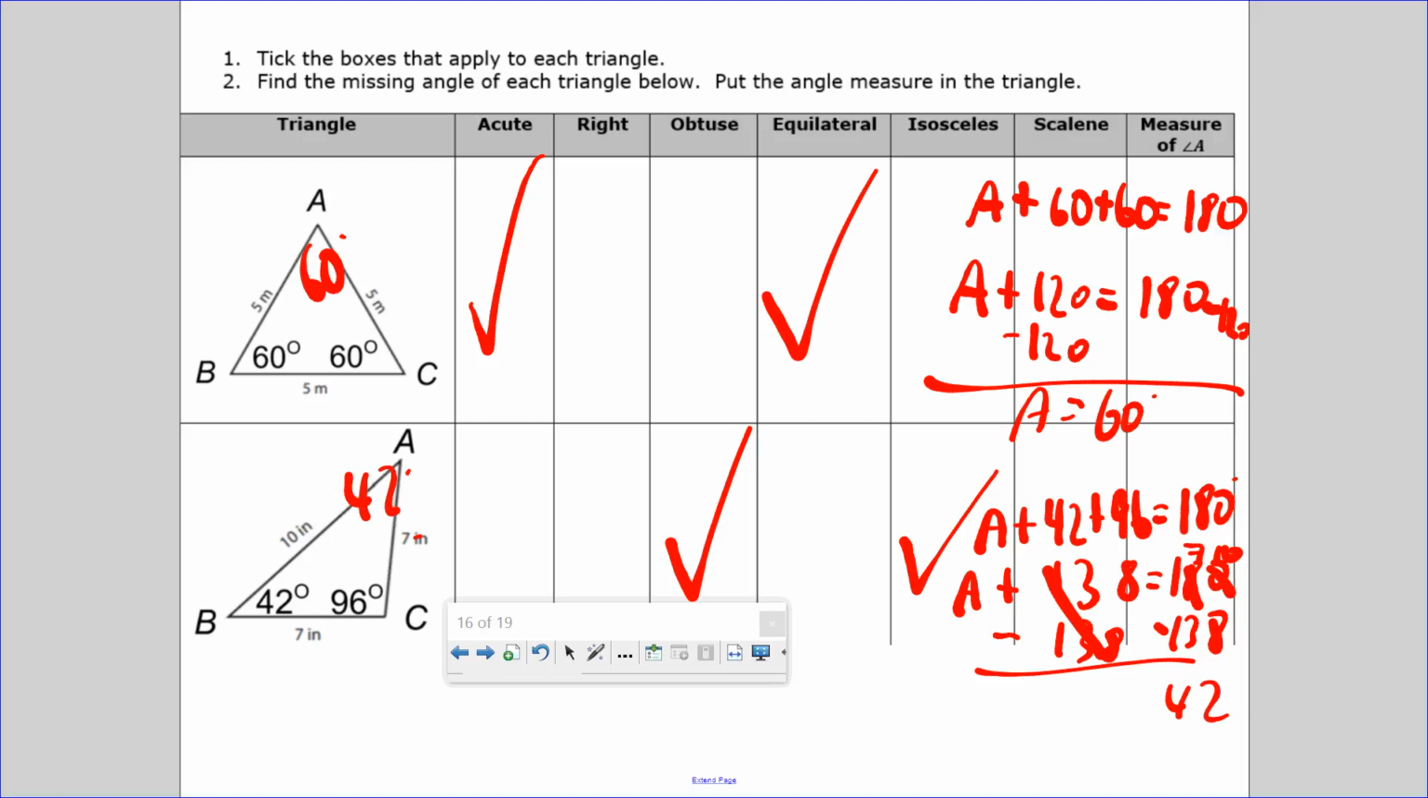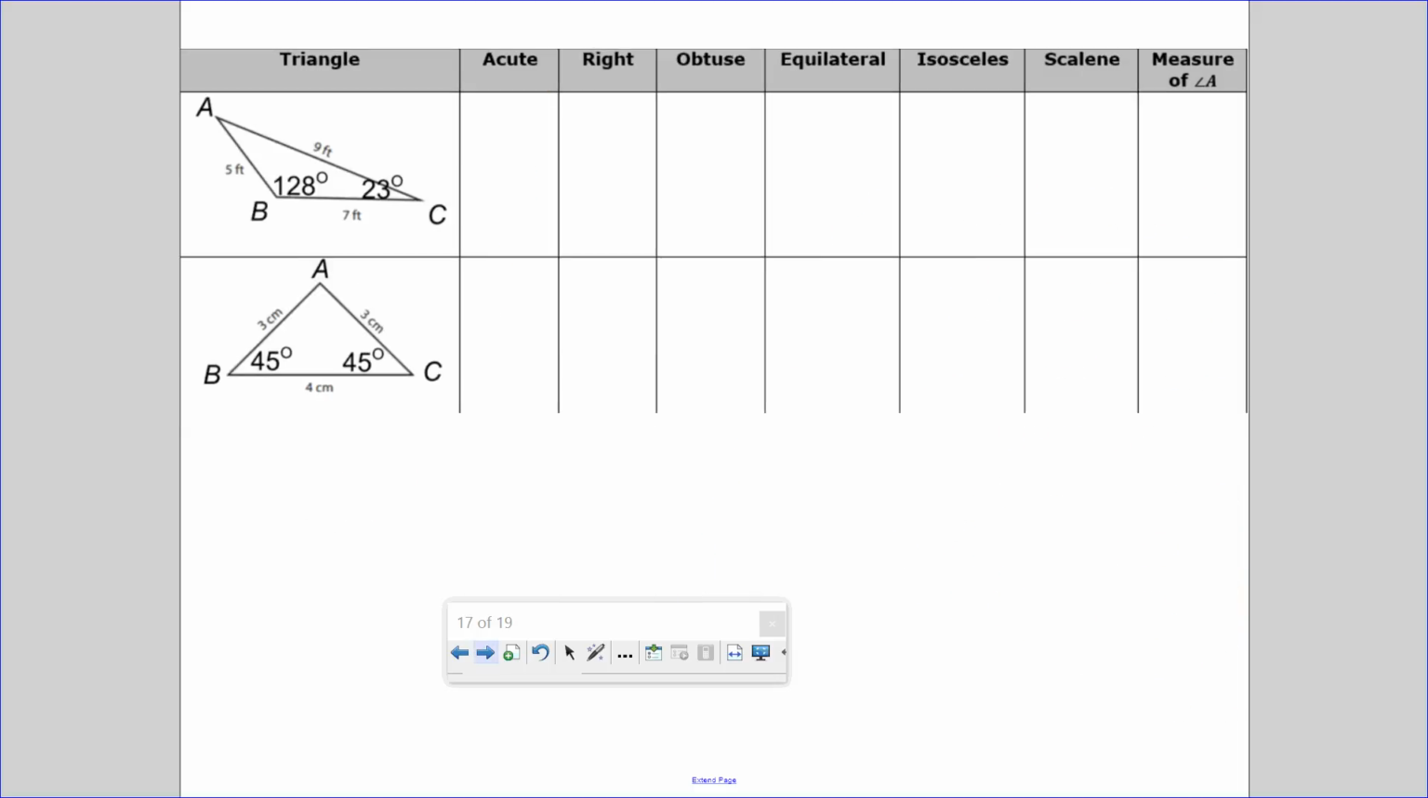Please note that when you have an isosceles triangle, two of the sides are the same, so two of the angles have to be the same. Hint, hint. Just like when you have an equilateral triangle, all the angles have to be equal to each other, just like the distance.